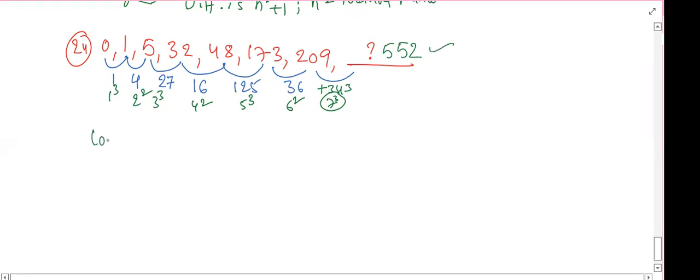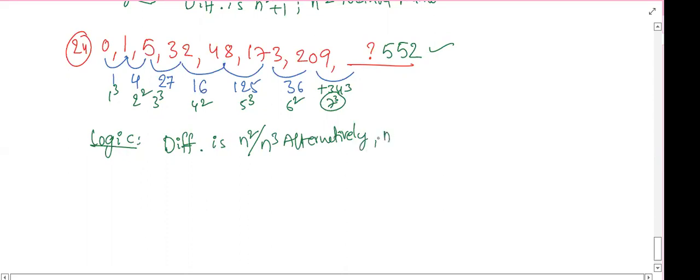Yes, sir, what can we write? The logic here is alternate cubes and alternate squares. Difference is n square and n cube in alternate places, where n is a natural number.